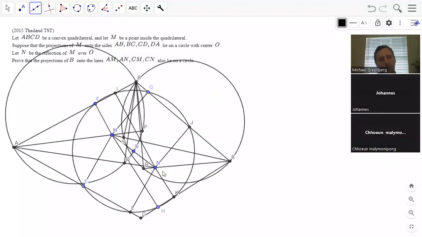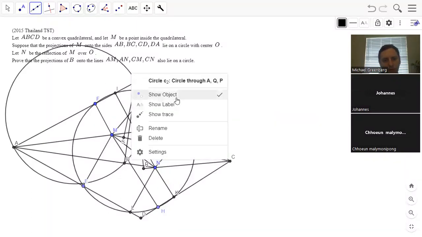If we know M and N are isogonal conjugates, then we know that angle ADM is CDN. We need to show that angle AMD plus BMC is 180, right? That's what we need to show. Yeah. So I agree, we can hide all this stuff.